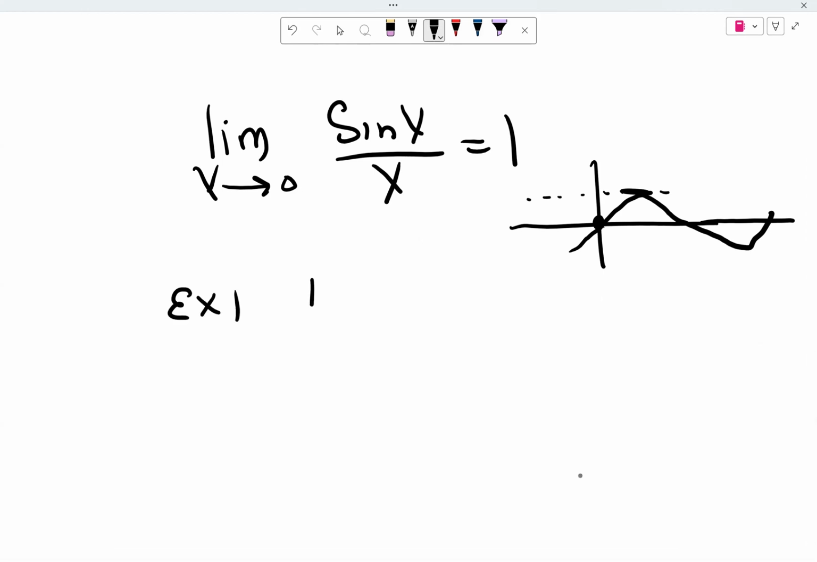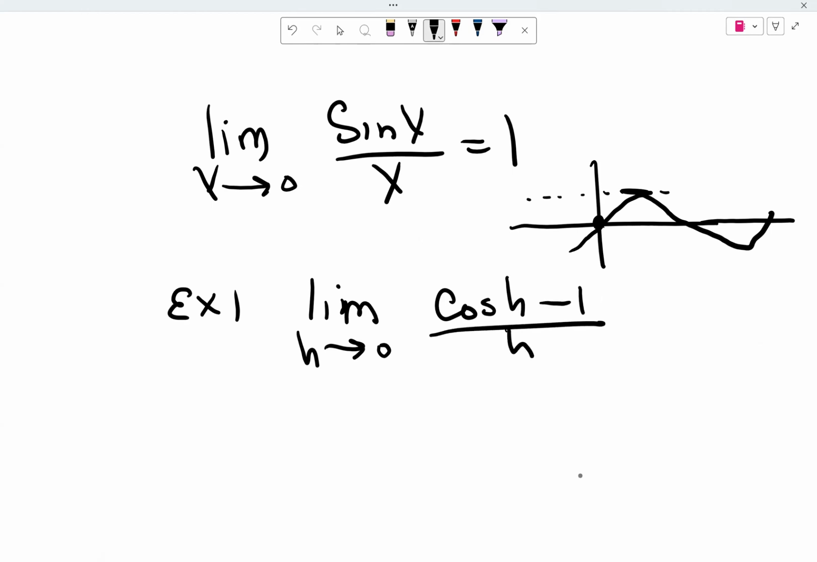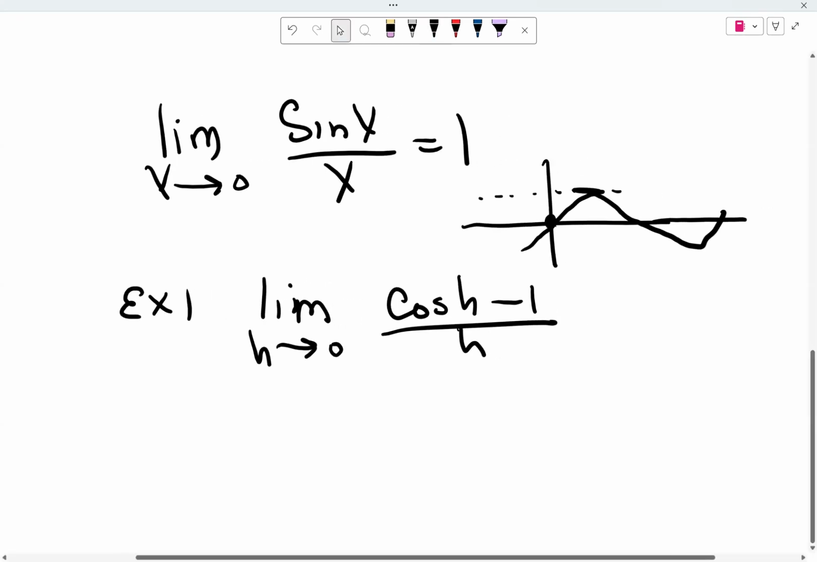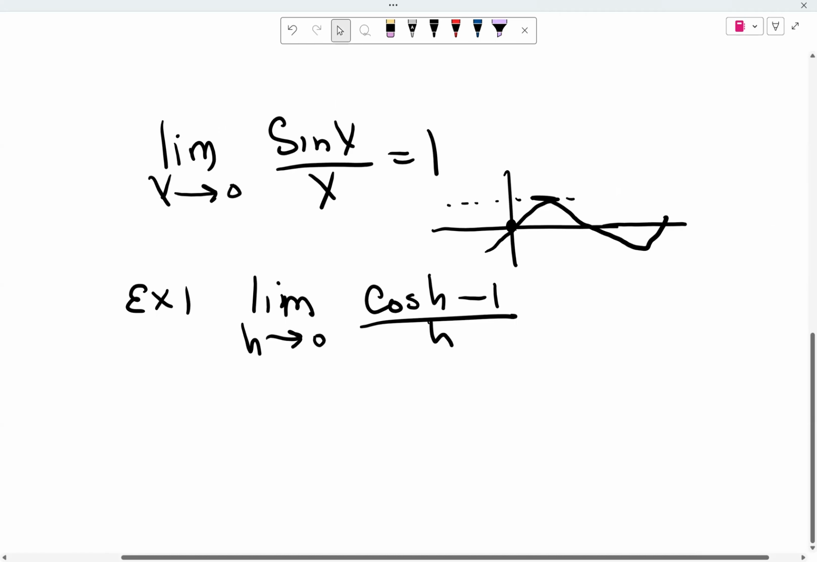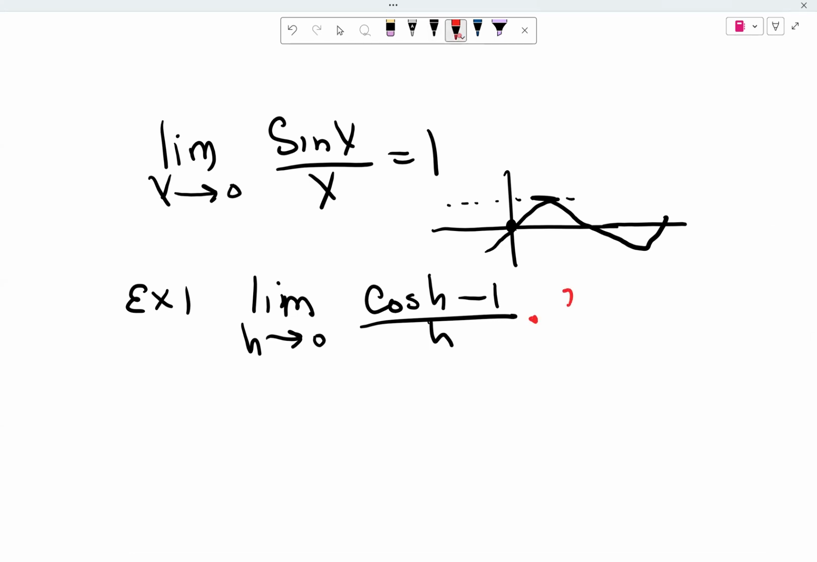In example 1, we're looking at the limit of h as it approaches 0, and this is if I have cosine h minus 1 over h. The rule of thumb here would be I would multiply both top and bottom by its conjugate. So if I multiply cosine h minus 1 over h, I'm going to multiply it by its conjugate, cosine h plus 1 over cosine h plus 1.